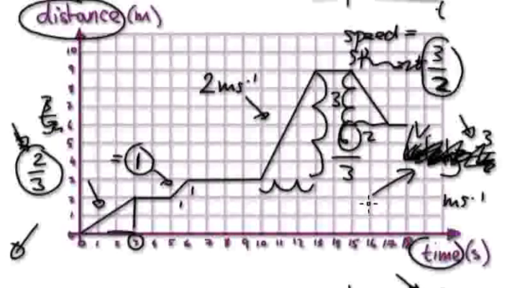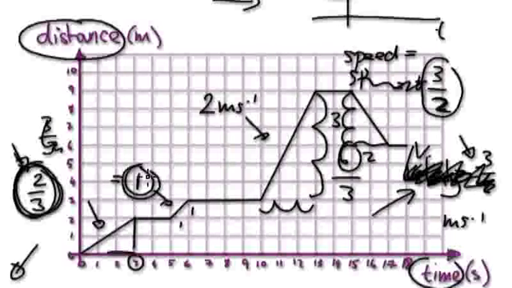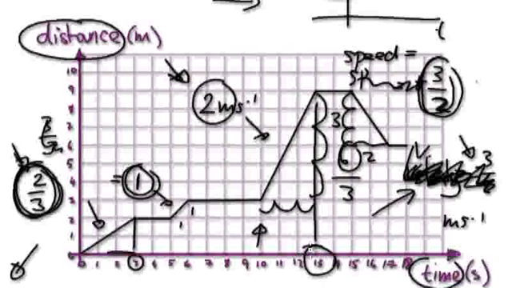The question is asking when is the car moving fastest? Here it's moving less than 1. Here it's 1. Here is 2. Here is 1.5. So the car is moving the fastest between t equals 10 and t equals 13. So at this point here, the car is doing 2 meters per second, and the car is also doing 2 meters per second here.